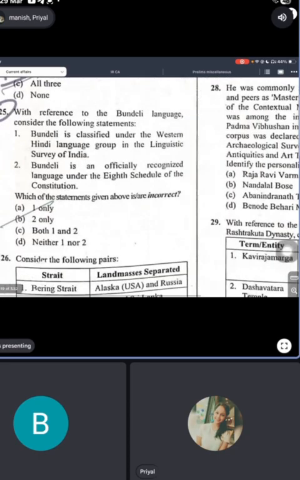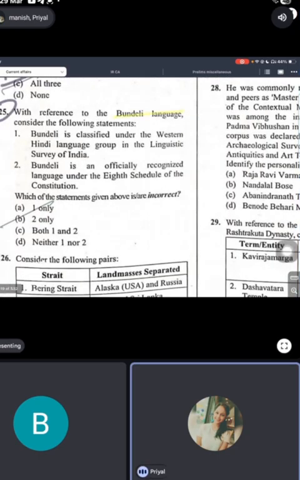Read this question, Priyal. With reference to the Bundeli language, consider the following statements. One: Bundeli is classified under the Western Hindi language group in the Linguistic Survey of India. Two: Bundeli is an officially recognized language under the 8th Schedule of the Constitution.